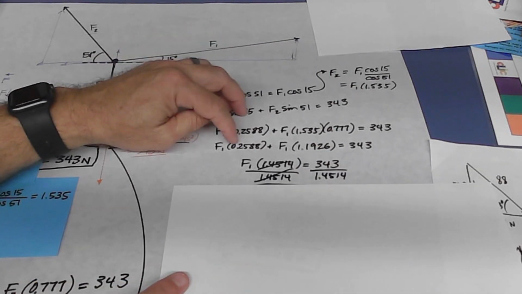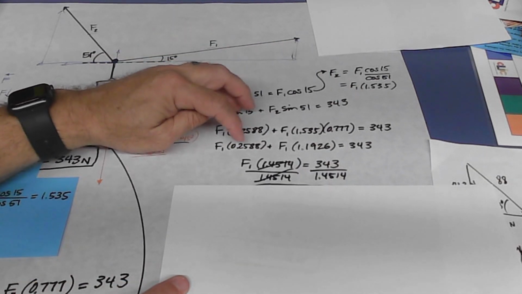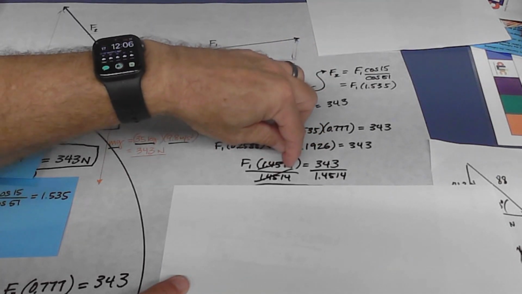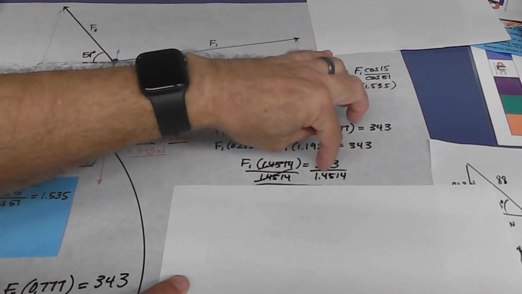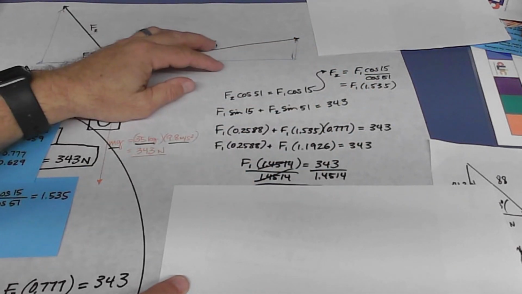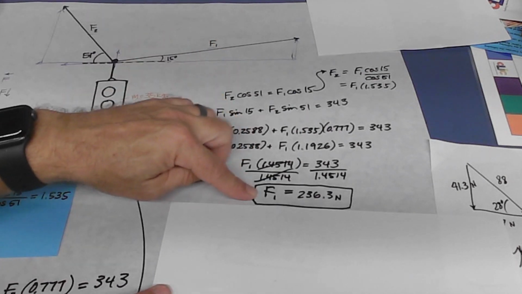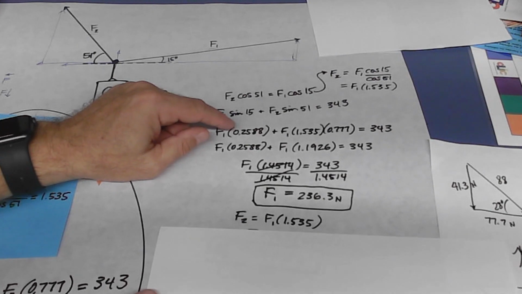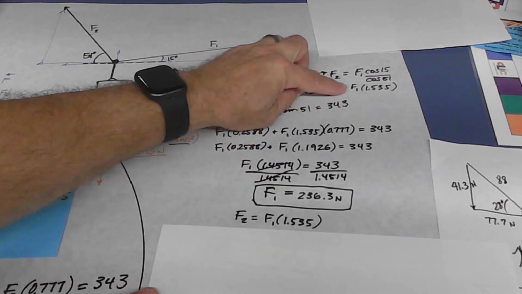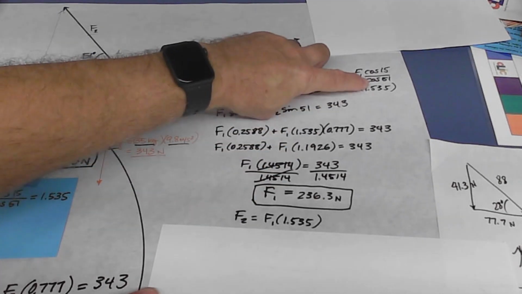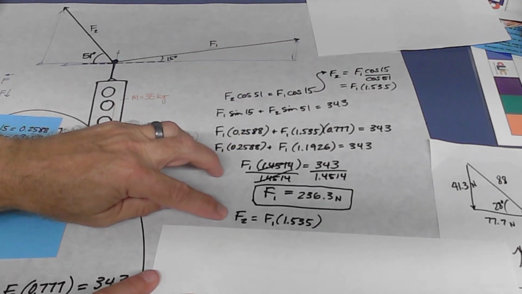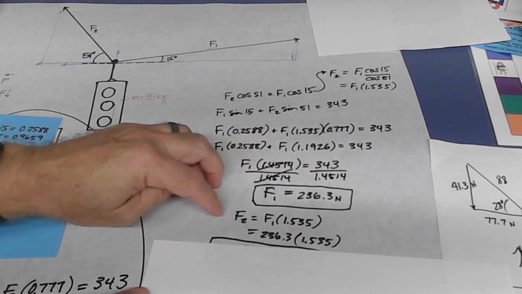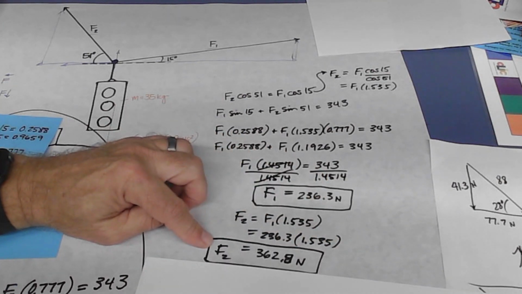And then we add these two together. So F1 times 1.4514 equals 343. Then we divide both sides by 1.4514, and we get F1 is 236.3. Now, substituting that back into our original equation, which says F2 is equal to F1 times 1.535, F1 is 236.3 times 1.535, so F2 is 362.8.